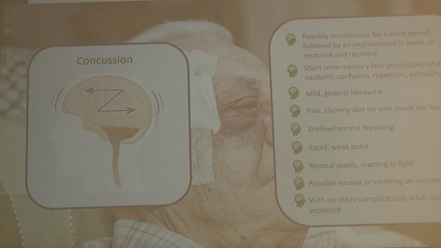Where does the vomiting come from with the concussion? Is that because the brain's confused? Yeah. So it can affect the vomiting centre in the brain and cause the vomiting as well. And that's what we're worried about with that vomiting, is that the vomiting centre in the brain is swelling up, causing the vomiting.